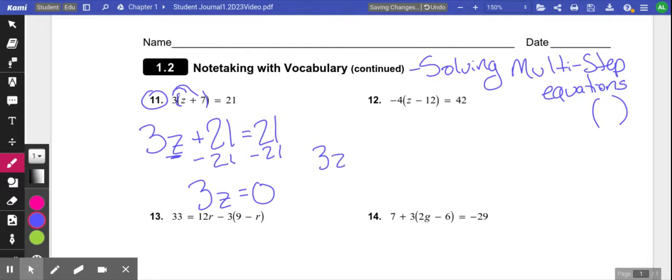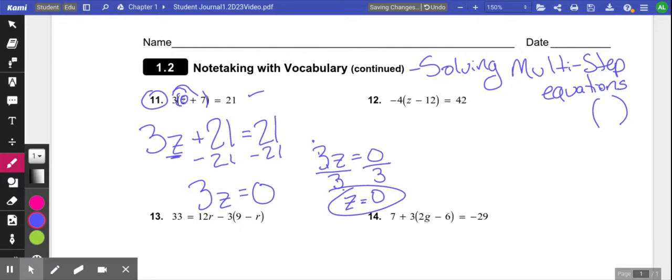All right, so 3z is equal to 0. I'm multiplying here, so to undo that, I need to divide by 3. Divide by 3. Remember that means this gets canceled out and I'm just left with z. And then 0 divided by 3 is still going to be 0. You can think about that back in your original equation. If you made z 0, 0 plus 7 is just 7. 7 times 3 is 21. That works, so go ahead and circle that solution.